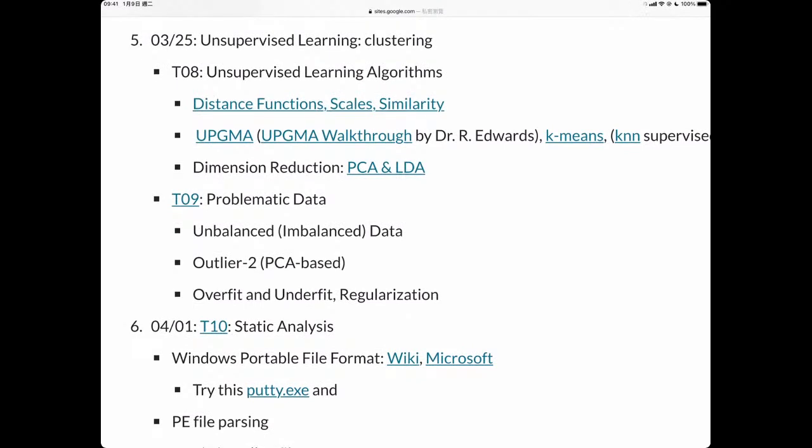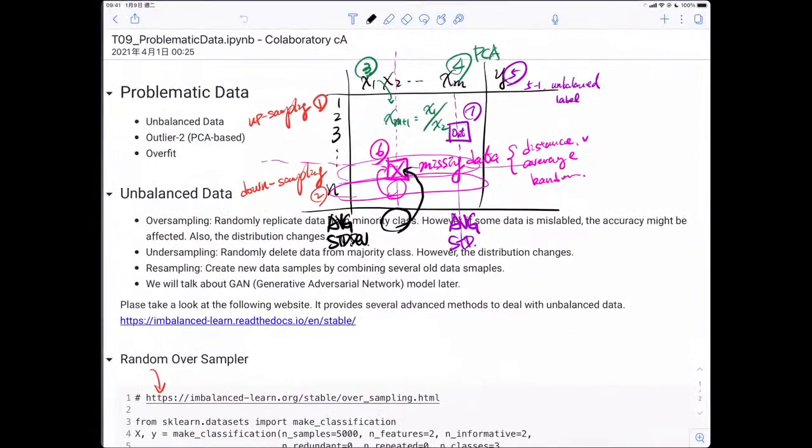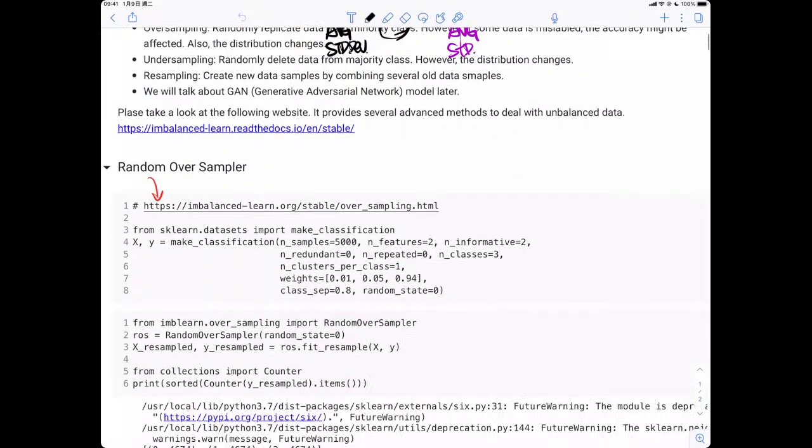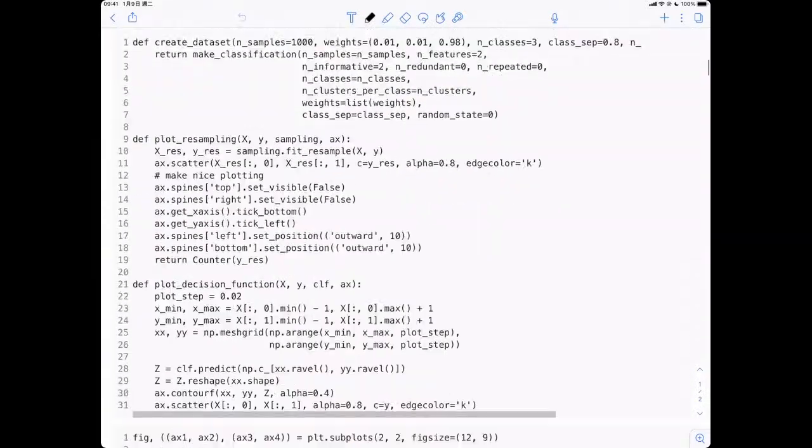Okay, if you have your Colab, try to open it. Okay, here it is. We have explained some content in this slide, problematic data. We mainly focus on how to do downsampling and upsampling to deal with unbalanced, or imbalanced, data. Okay, so that's it. So we skip this one. I would like to go to here.